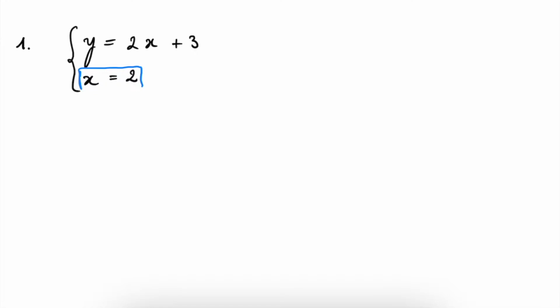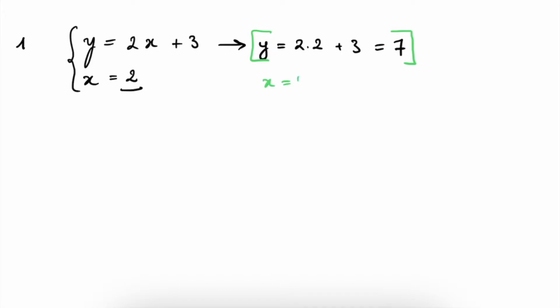What we then do is to substitute this x into the equation in order to get a number for y. How does this work? So we have y is equal to 2 times x, and x is 2, so 2 times 2 plus 3, which is of course equal to 7. And well, as fast as that, we already solved the exercise. So we have y is equal to 7 and x is equal to 2.